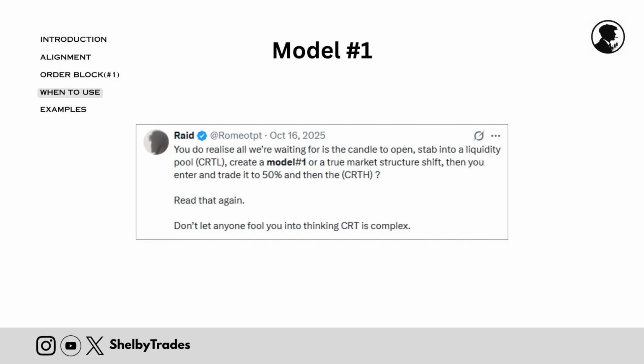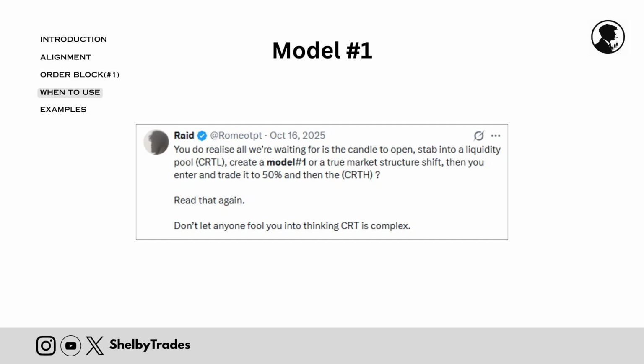So in this slide, you can easily see the Romeo's tweet, right? This exactly explains when and how to use the order block. You can see, all we are waiting for is the candle to open, stab into a liquidity pool, right? So this comes under the word question. So this is the answer, and create a model one or a true market structure shift.